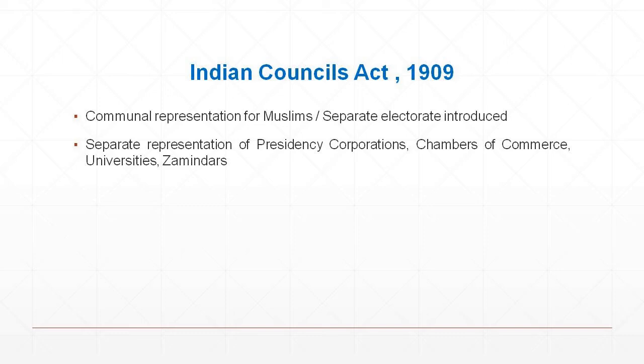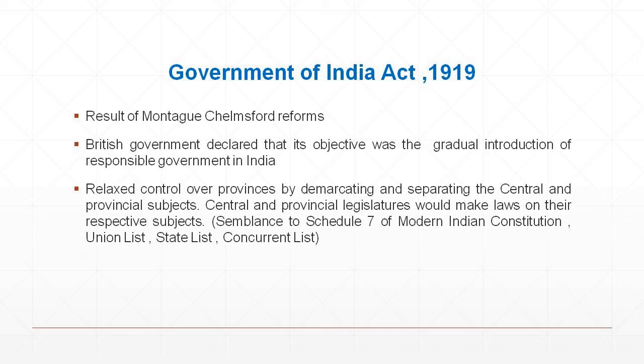Let's see why this Act of 1909 is important. First thing is that it introduced separate electorate. Second thing, it increased the number of members in the Central Legislative Council from 16 to 60. It introduced non-official majority in the provincial legislative councils. Supplementary questions were allowed to be asked. Resolutions could be moved on the budget. And first time, Satyendra Prasad Sinha, that is an Indian, joined the Viceroy's Executive Council as a law member. So let's go to the next act, Government of India Act of 1919.